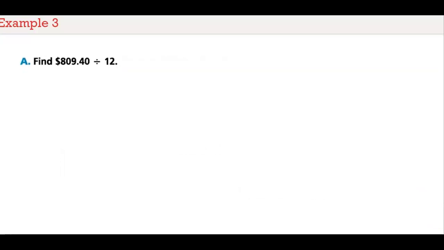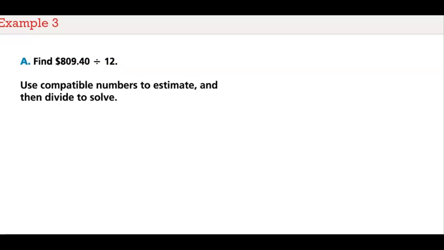Before finding the quotient precisely, let's use compatible numbers to estimate, and then divide the numbers to solve. The number 809.40 is close to 840. Choosing 840 is useful because 840 divided by 12 equals 70. The number 70 is a good estimate of the quotient.